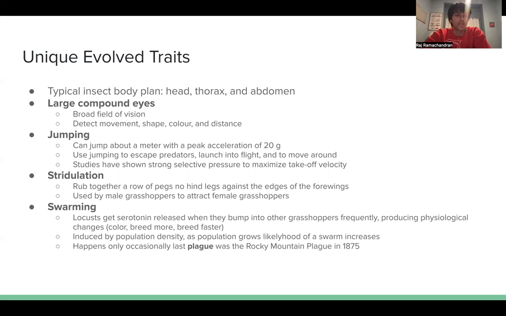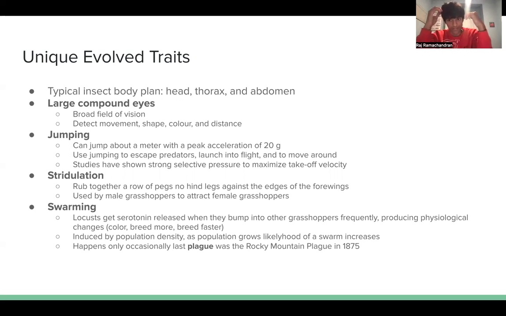And the last unique evolved trait, if you want to call it a trait, it's more of an adaptation, is swarming. Locusts, which are the ones that swarm, get serotonin released in their brain when they bump into a bunch of grasshoppers in a short amount of time. So when they're around a bunch of other grasshoppers, they get really excited, change their color, and breed faster. And so it actually furthers the swarming. It's induced by population density.